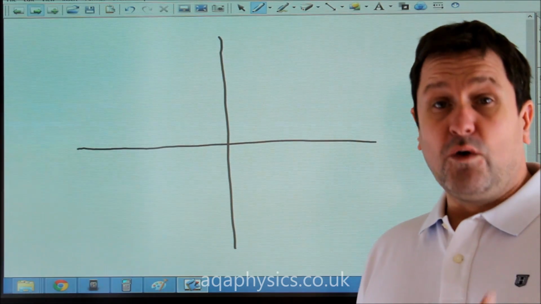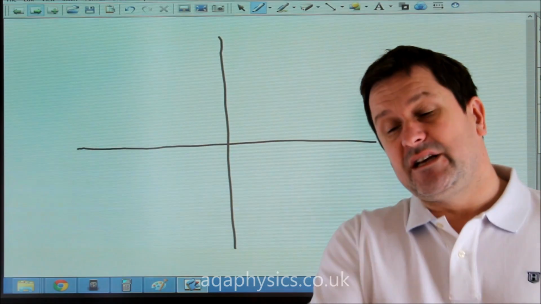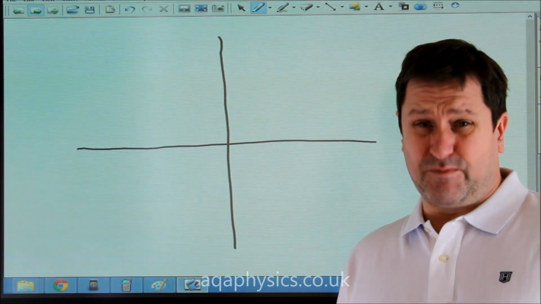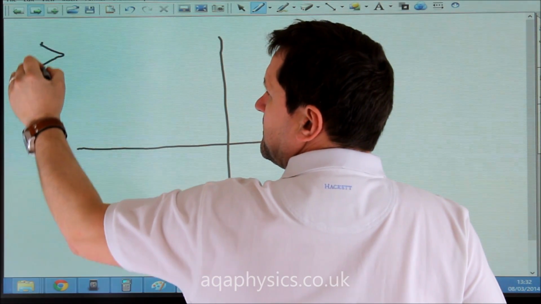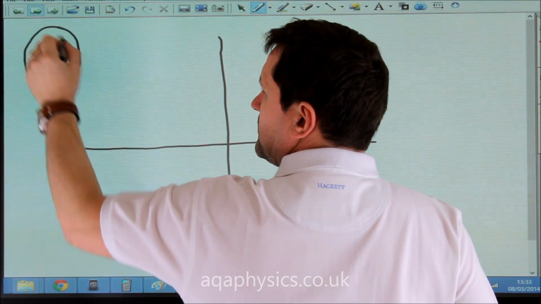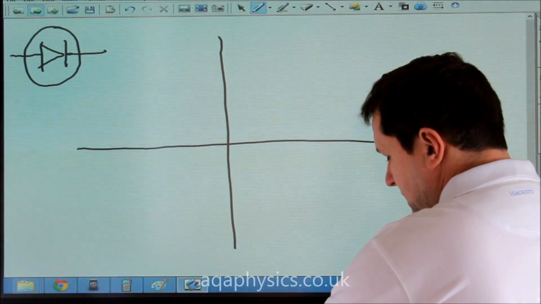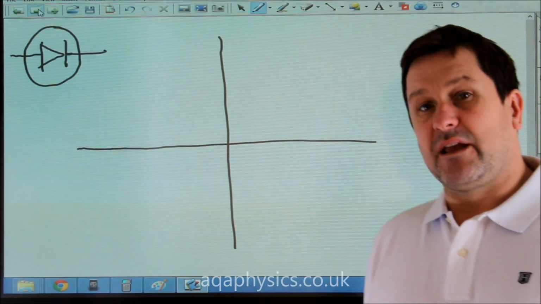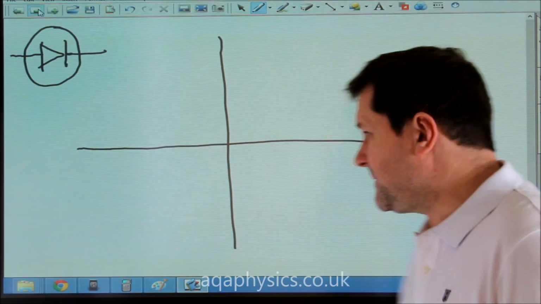So if it's in its forward bias position, it means electricity only goes through it in one direction and cannot go through it if it's in reverse bias. Now the symbol for a diode looks like that.